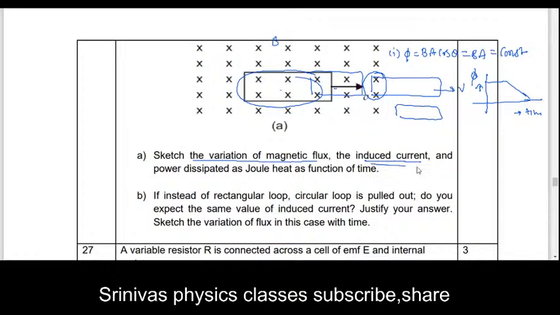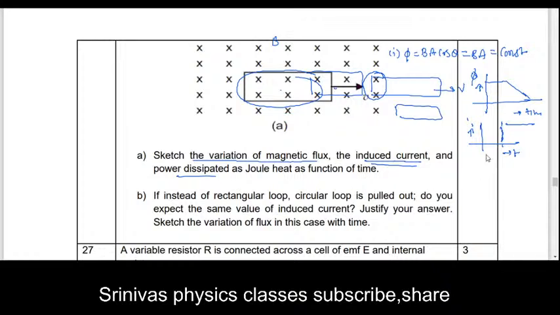The next question, induced current. What happens to the current? Firstly current is 0, because flux is constant. When it goes outside, the area in the field decreases, which means flux decreases. That will produce current. So first current is 0, then current starts from somewhere, and you will get the graph like this.